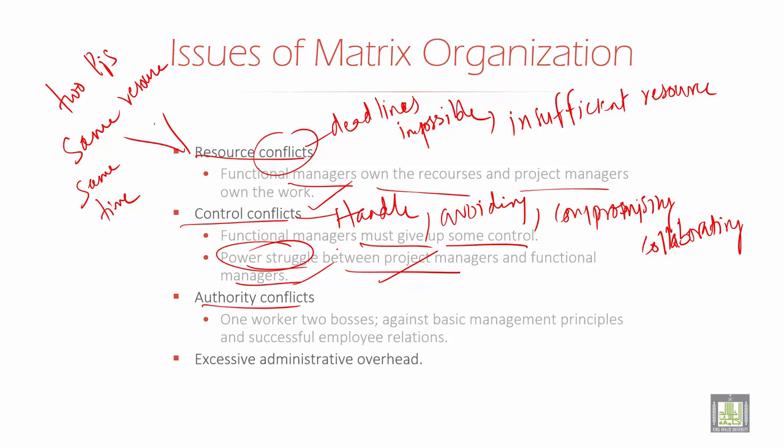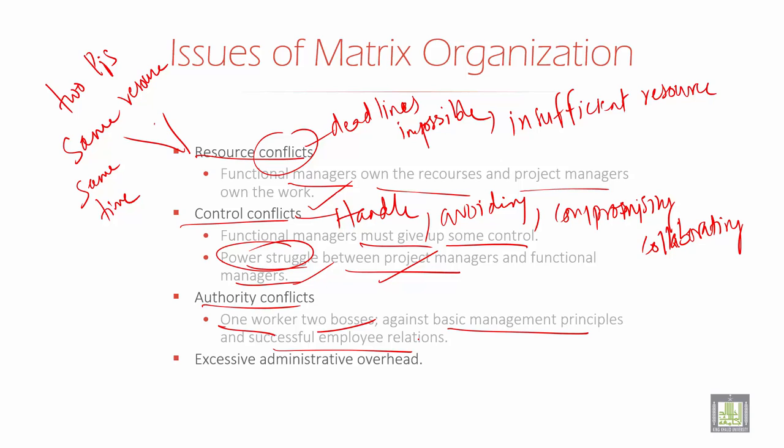Then authority conflicts: one worker, two bosses. Here also it creates confusion about who I should report to in case of any issues. It goes against basic management principles and successful employer relationship. So it talks about authority conflicts.